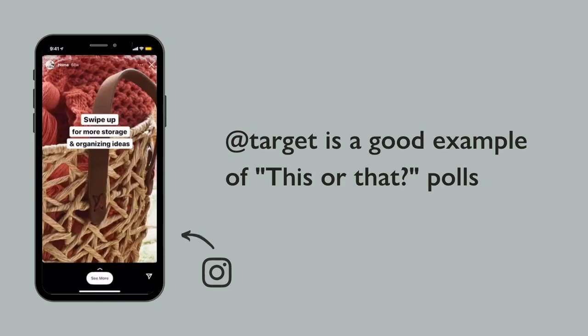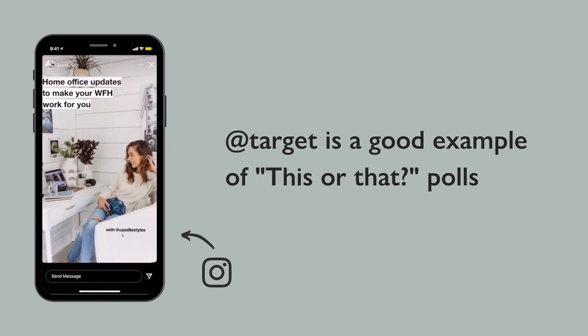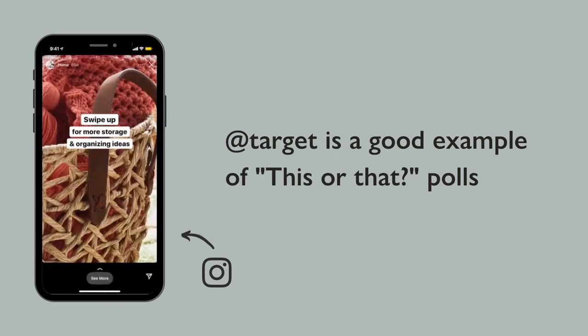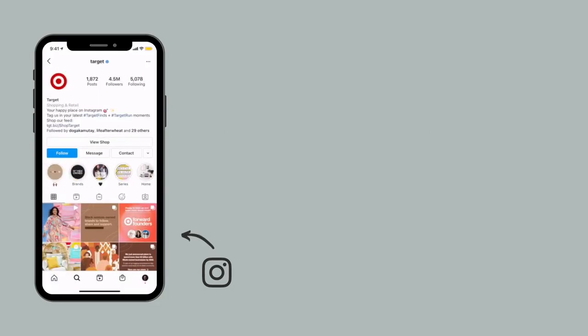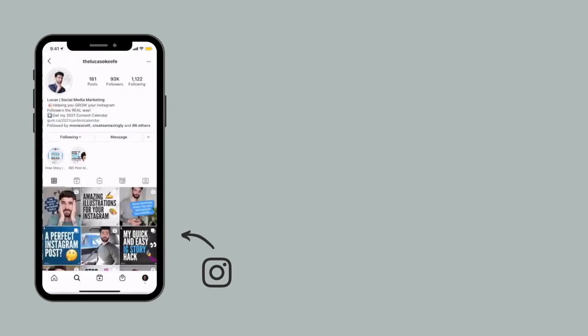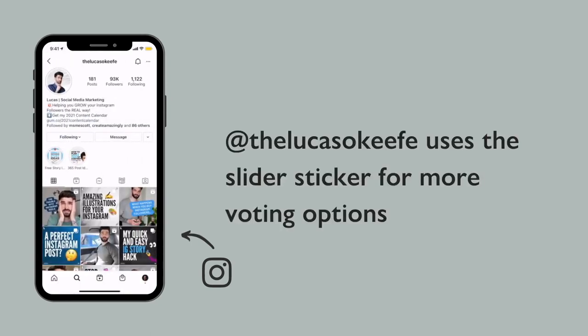In a photo editor tool like Canva, you could use frames to essentially achieve this look, right? Two images, and then you put the poll right in the middle, and someone can vote the top one or the bottom one.